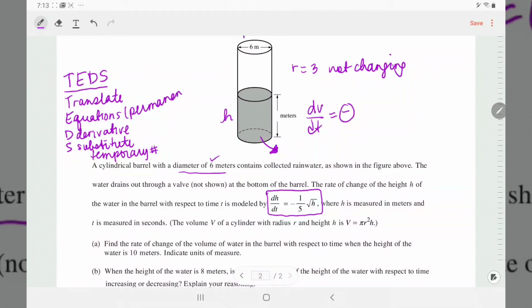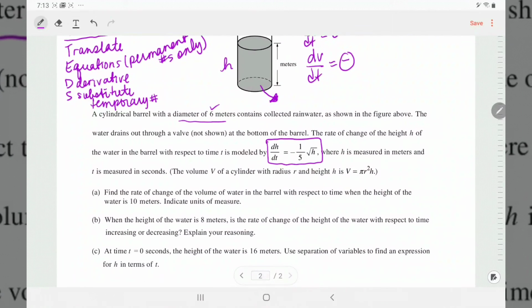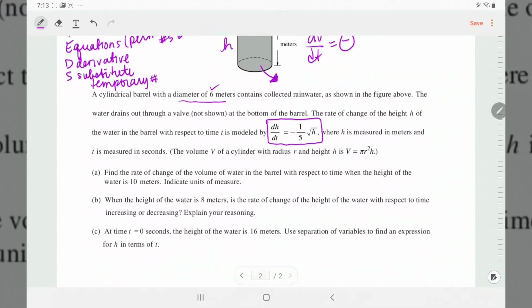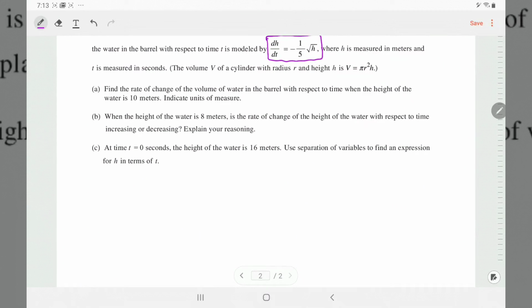But I'm probably just going to treat r as a constant. Okay, volume of the cylinder, radius is that. Find the rate of change of the volume with respect to time when the height is 10. Okay, so let me write this down here. I'll start with part A. So V equals pi r squared h. Now I have two choices, so I'll show you both. One choice is to take the derivative directly, but r isn't changing. So r equals 3 is a permanent number.